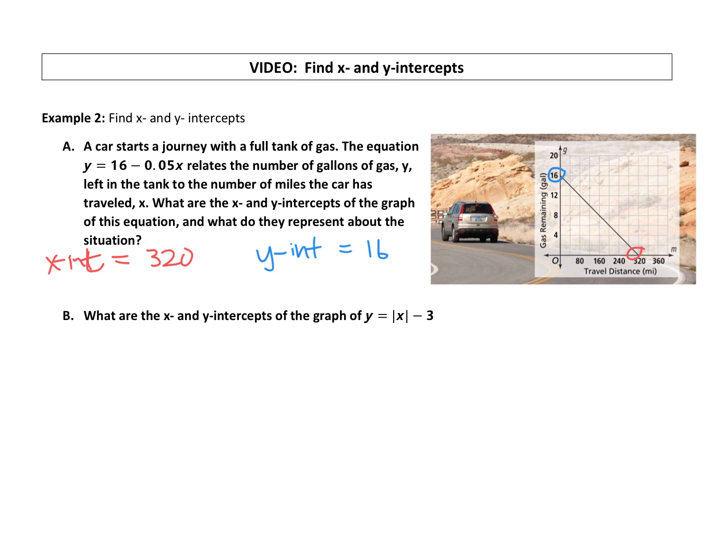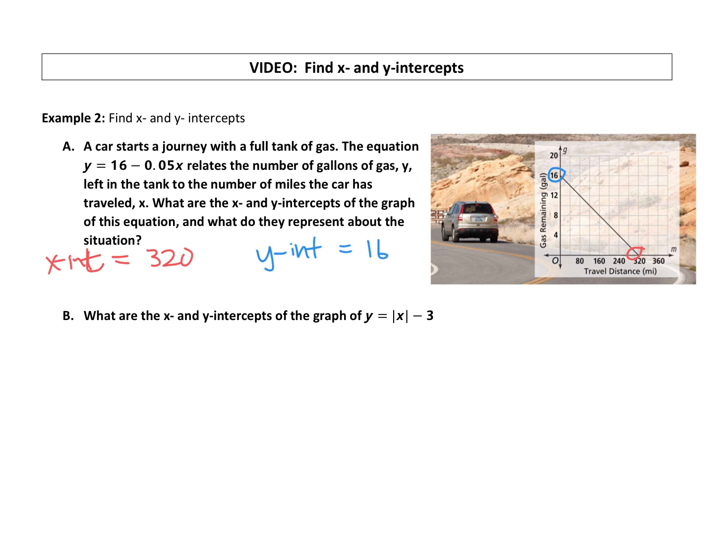Okay, so part B, we're going to find the x and y intercepts of the graph of y = |x - 3|. Now, they're not giving us a graph to just see where it crosses the x and y axis. So how do we find x and y intercepts algebraically? Well, we find them by plugging in zeros.